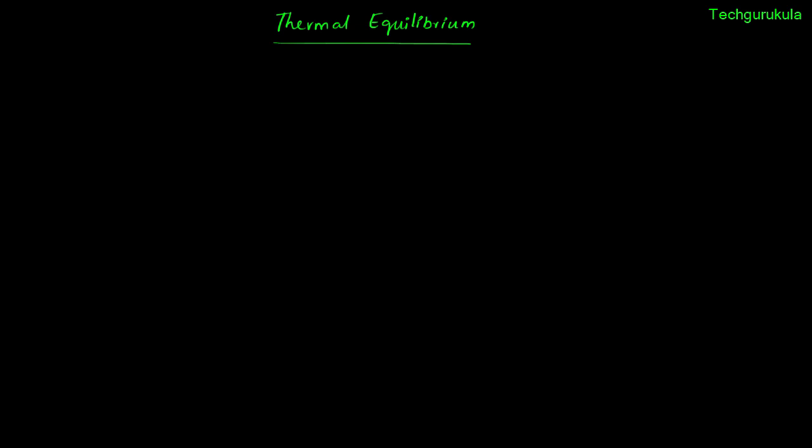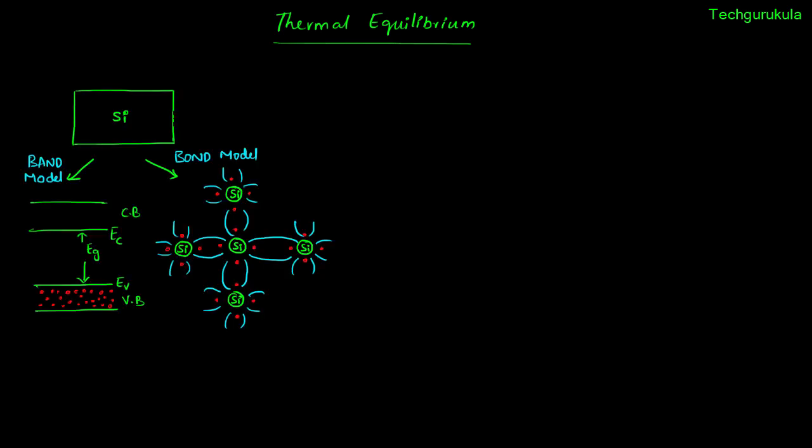Thermal equilibrium is a steady state condition at a given temperature without any external excitations such as light, pressure, and electric field. Let us understand this statement with an example. Let me take crystal silicon as an example, which can be represented in the band model as shown here and the bond model here, at a temperature, for assumption, of 0 Kelvin.